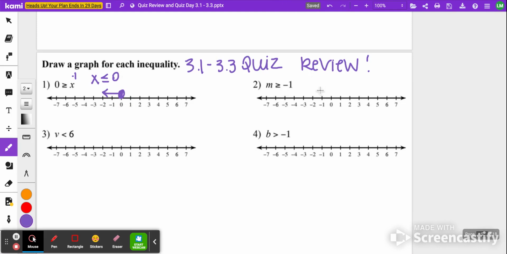Number 2, m is greater than or equal to -1. That means a closed circle pointing to the right. Number 3, v is less than 6. That's an open circle pointing left. And then number 4, b is greater than -1. That's an open circle pointing to the right.